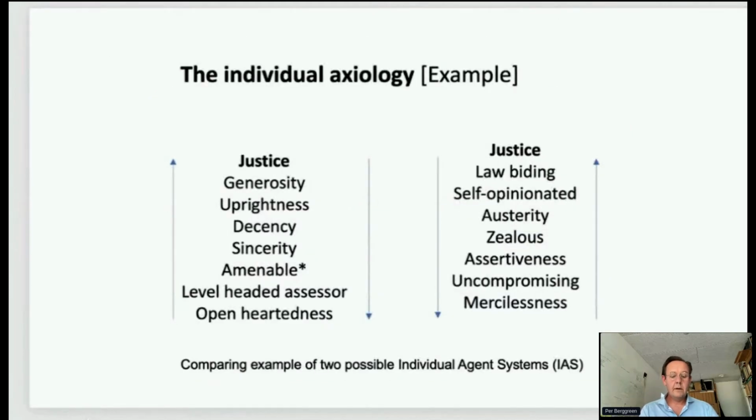And now it becomes a bit, maybe a little bit quirky, because each of us has our own axiology, and this is just an example of how justice in a person can be interpreted as either open-heartedness or mercilessness. And of course, this is the individual, but when we put two individuals together, we will see these, should we call them conflicts or tensions, when we talk about dual agent systems.